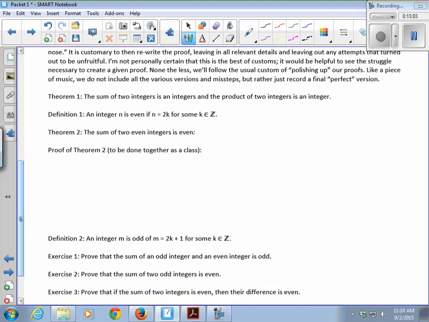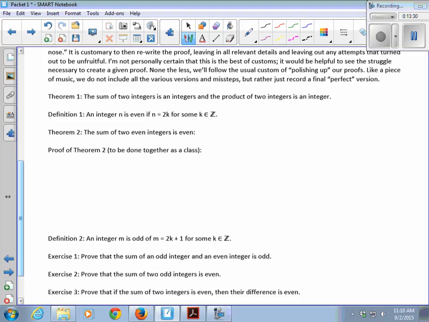All right, so Theorem 1. The sum of two integers is an integer, and the product of two integers is an integer. So we're going to assume this today. When you add two integers together, you get another integer, and when you multiply two integers, you get another integer. Everybody believe that?